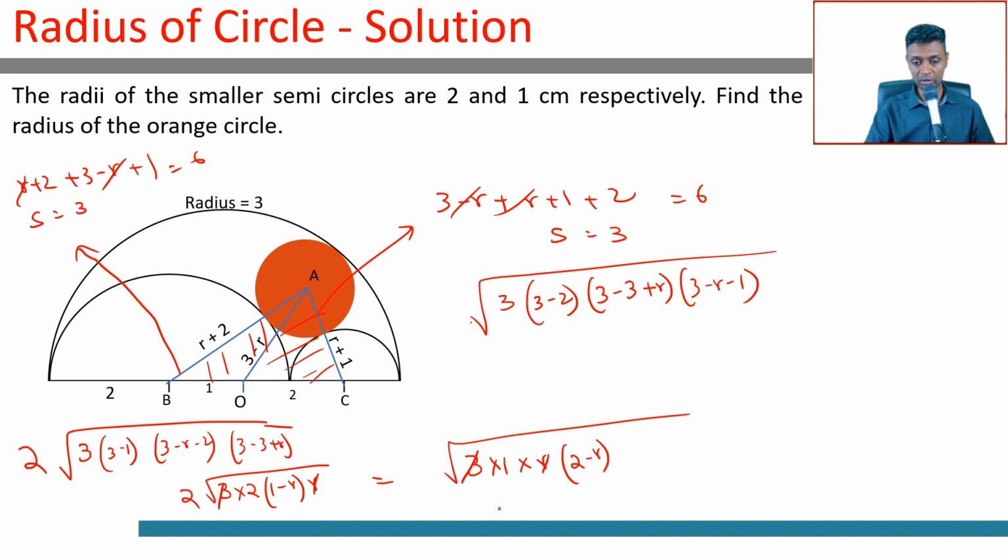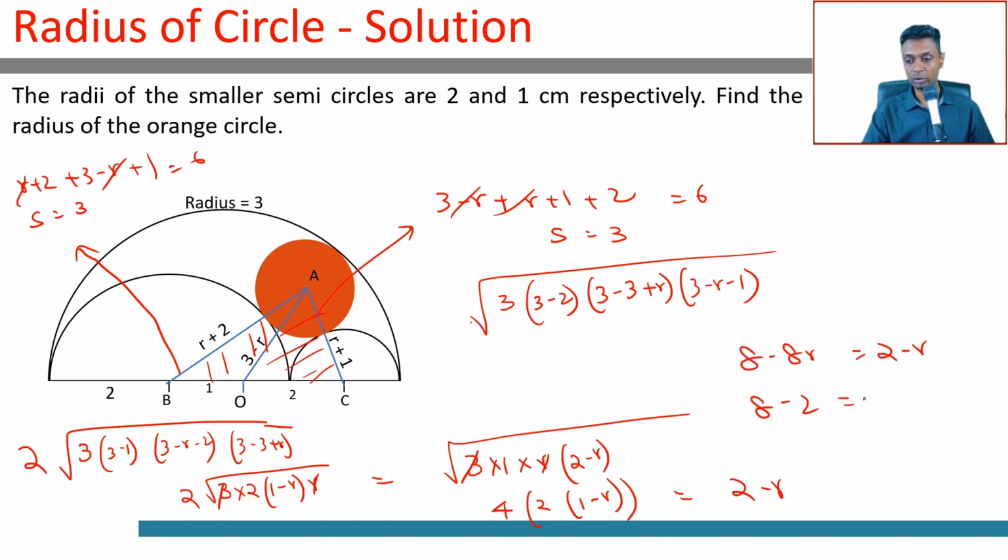So I'm going to simplify this. 4 into 2 into (1 minus r) equals 2 minus r. 8 minus 8r equals 2 minus r. 8 minus 2 equals 8r minus r. 6 is 7r. r equals 6 by 7. Done. Radius of the orange circle is 6 by 7.